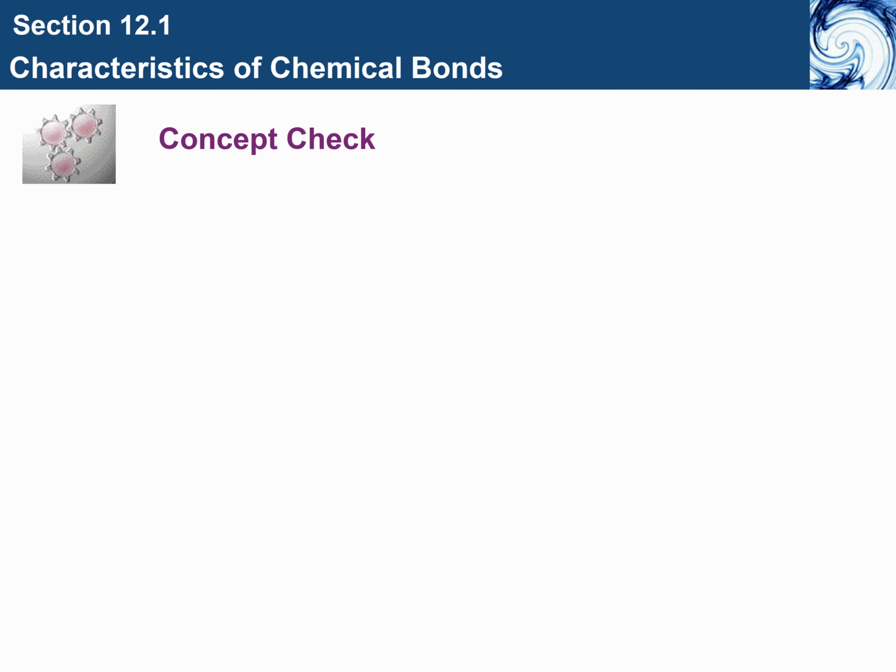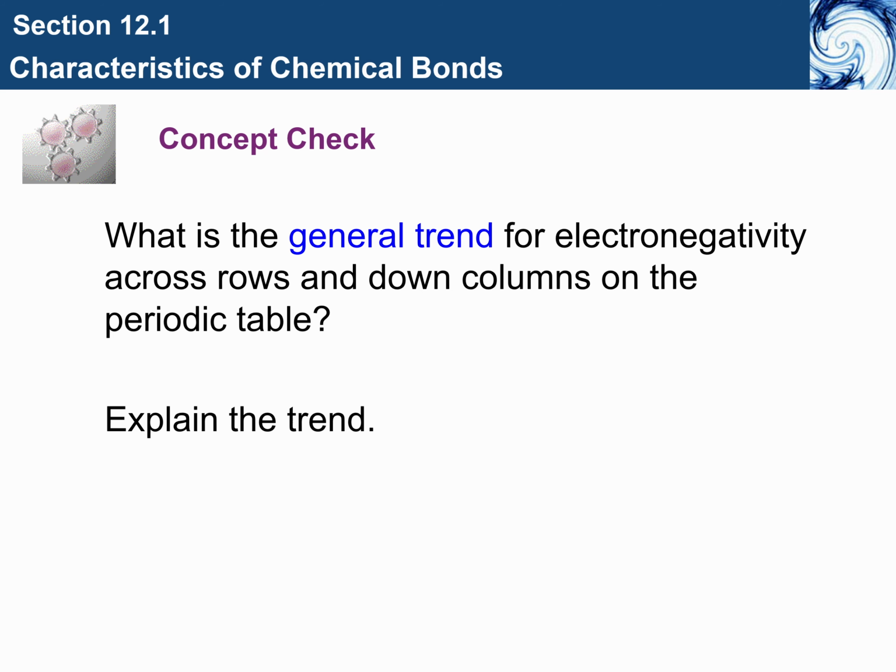Concept check. What is the general trend for electronegativity across and down columns on the periodic table? Explain the trend. The general trend for electronegativity is that it increases across the rows from left to right and decreases down columns. This trend happens because smaller atoms tend to have a stronger pull on the outer electrons.